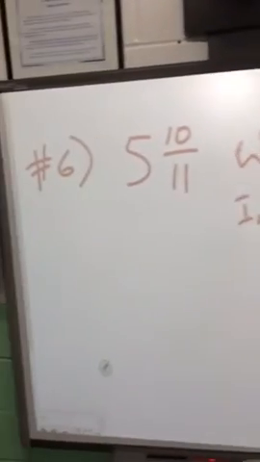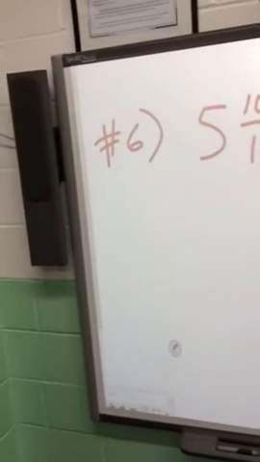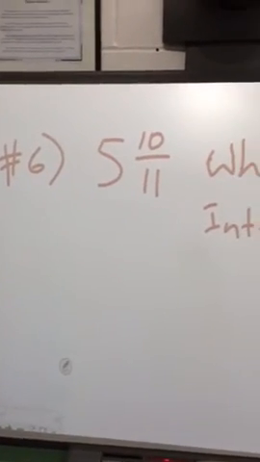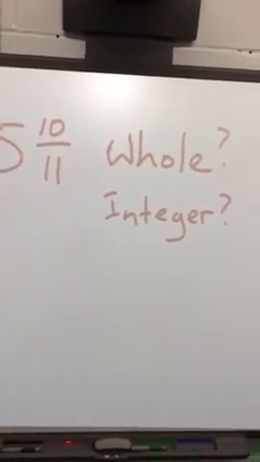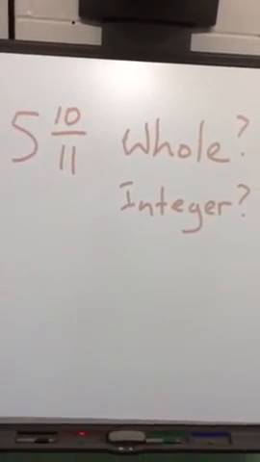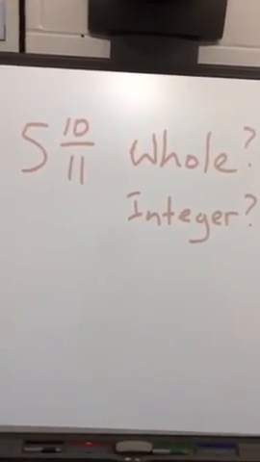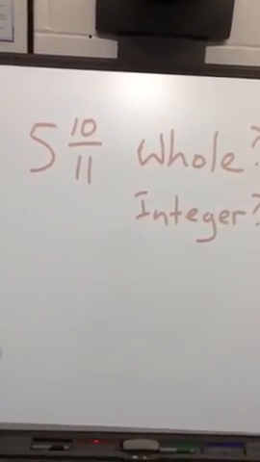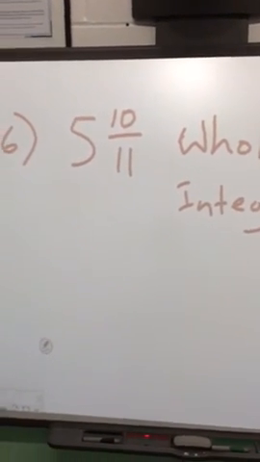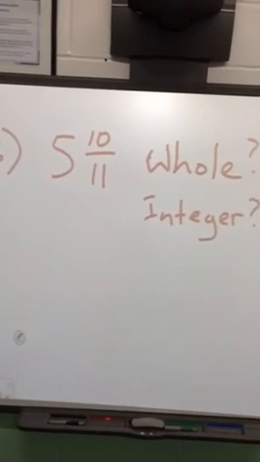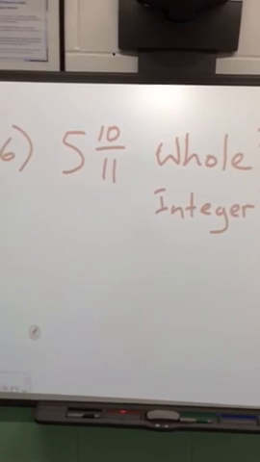All right? I don't want this video to be too long, so I'm going to stop here. Number 7 you can think about. Again, is 5 and 10 11ths a whole number? Is it an integer? And to find out if it's a rational number, you have to ask yourself, can you write 5 and 10 11ths as some ratio of 2 whole numbers? Can it be changed to a proper fraction? All right, enjoy your homework.